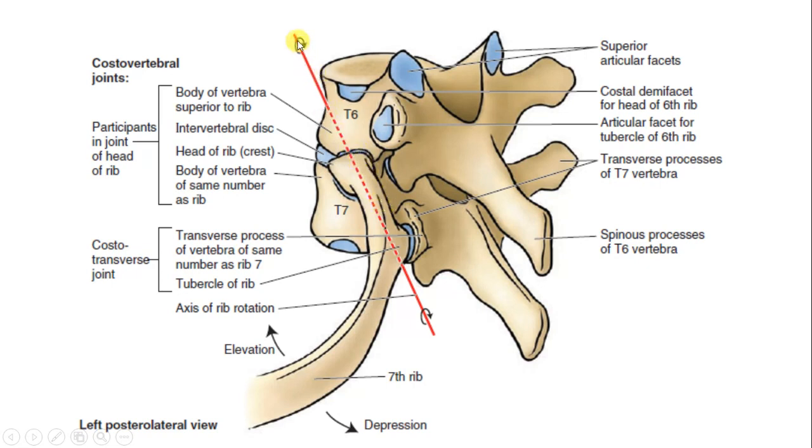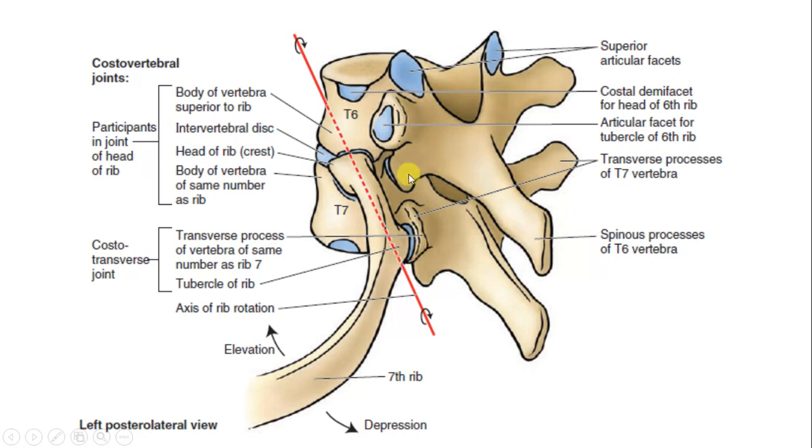Here is shown the axis of movement of the rib during the pump handle or bucket handle movement. The axis crosses the costovertebral joint in this way. And here is the movement of the ribs that occurs. This is the axis of movement for the joint of the seventh rib when it moves in the pump handle movement.